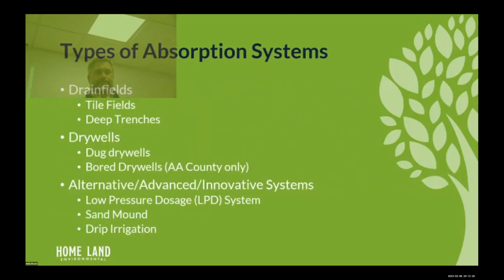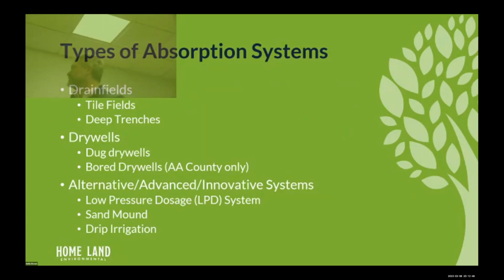Absorption systems. So we have these standard systems, which are drain fields and dry wells, or the conventional systems, the ones that might cost between $6,000 and $9,000. I hate to throw prices out anymore because things are changing so fast, but that's kind of where I would expect them to be. And then you have these alternative systems.